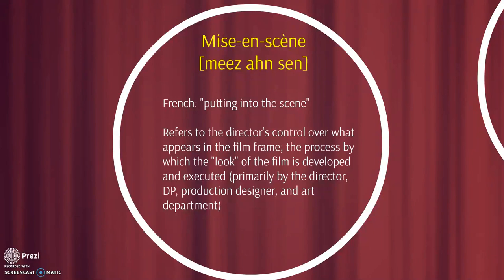So, mise-en-scene refers to the director's control over what we see within the frame of the film. This is the process by which the look of the film is developed and executed. Now, this is done by the director, by the cinematographer, by the production designer, and by all of the people that work within the art department. So this is a collaborative thing. Mise-en-scene cannot happen unless there are a lot of people working together to create the scene that the director and the production designer envision.